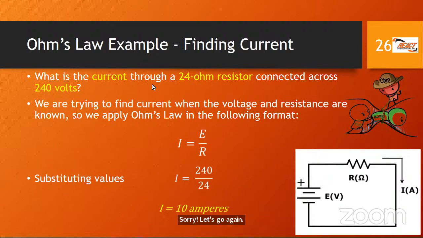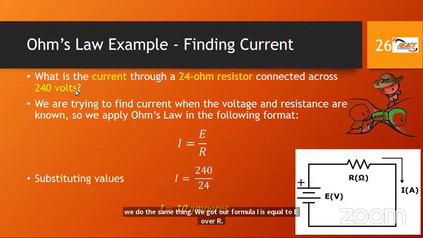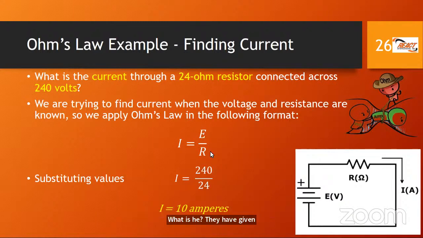Right. What is the current through a 24 ohm resistor connected across 240 volts? Well, we do the same thing. We've got our formula, I is equal to E over R. What is E? They have given it to us, 240 volts. We plug that in. This time it's a 24 ohm resistor, and we're looking for R, 24 ohms. We plug that into the formula. I is equal to 240 divided by 24, and we get 10 amperes.